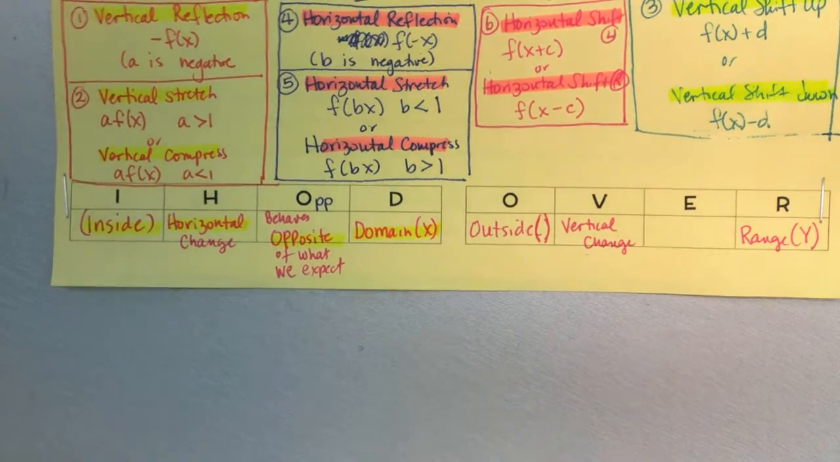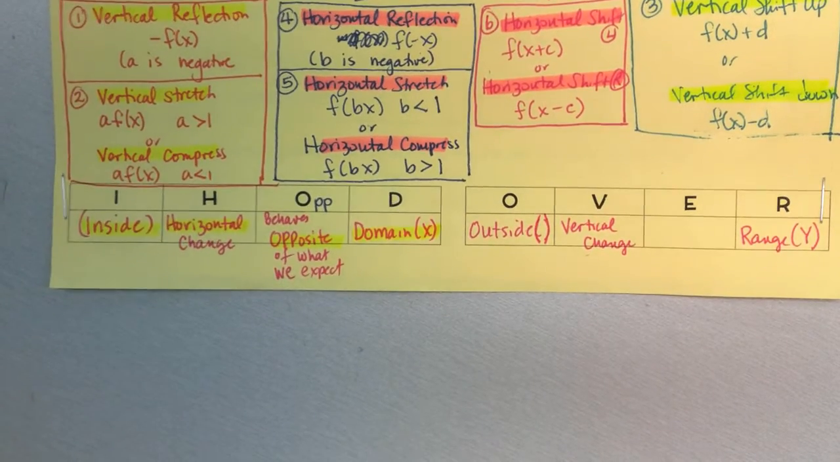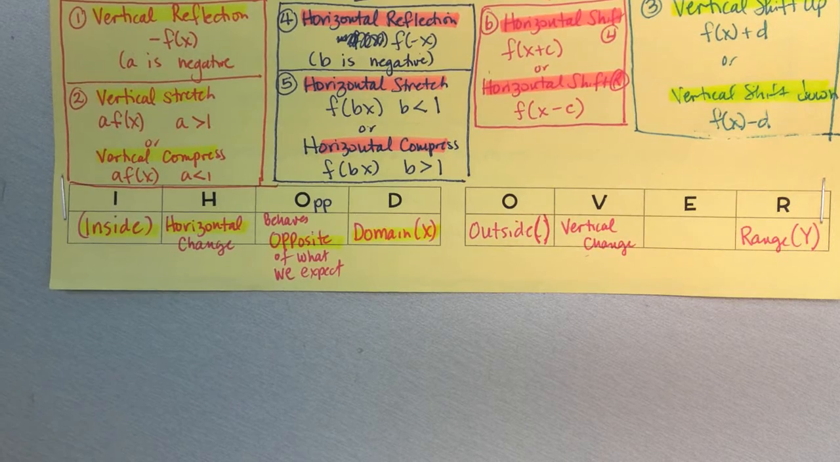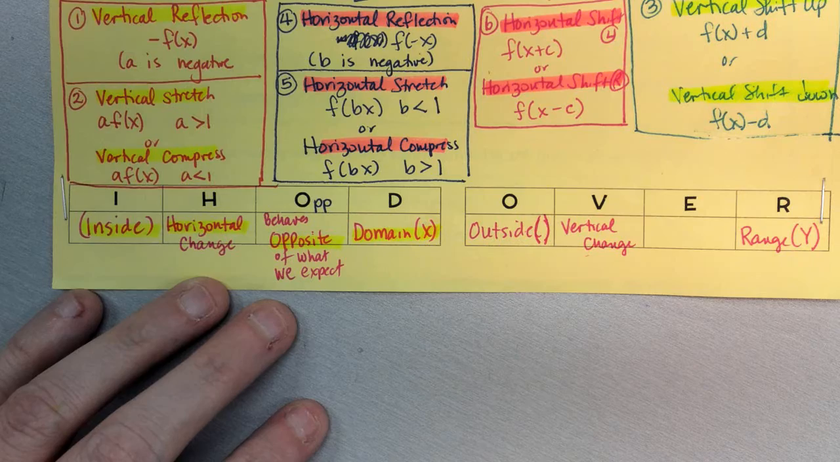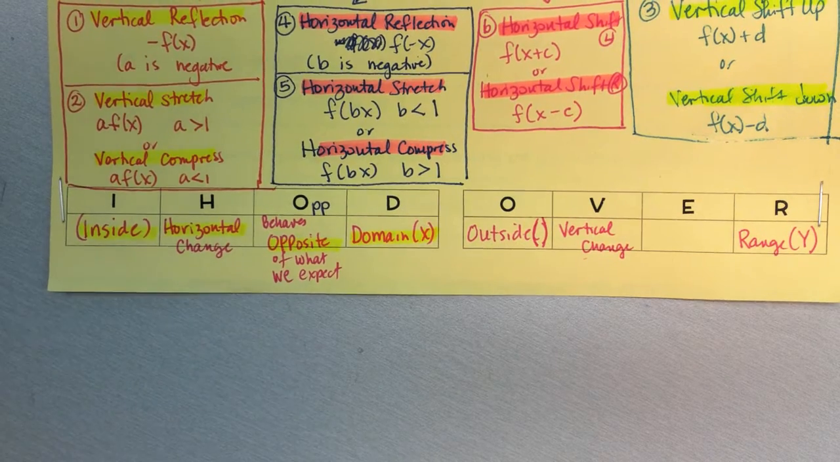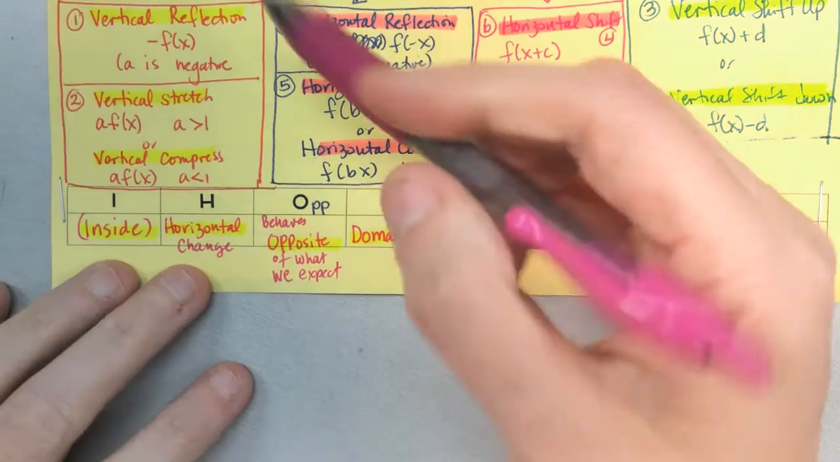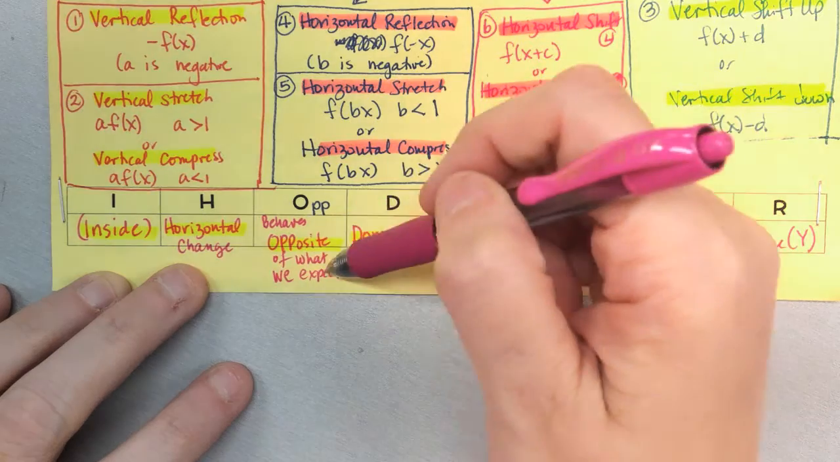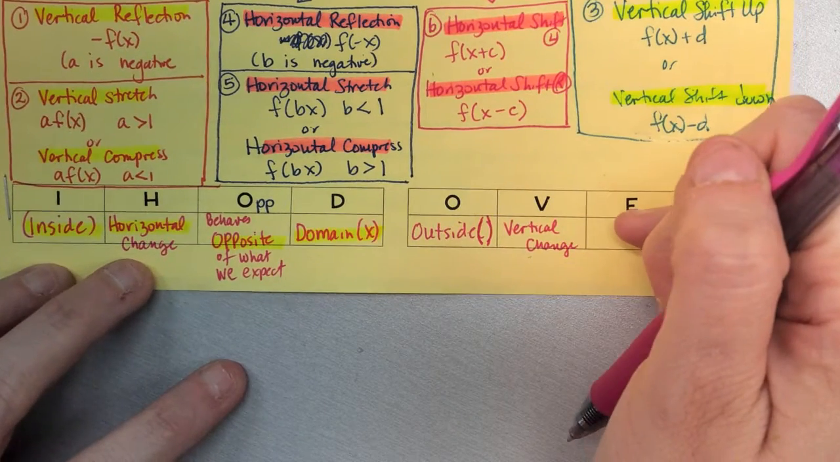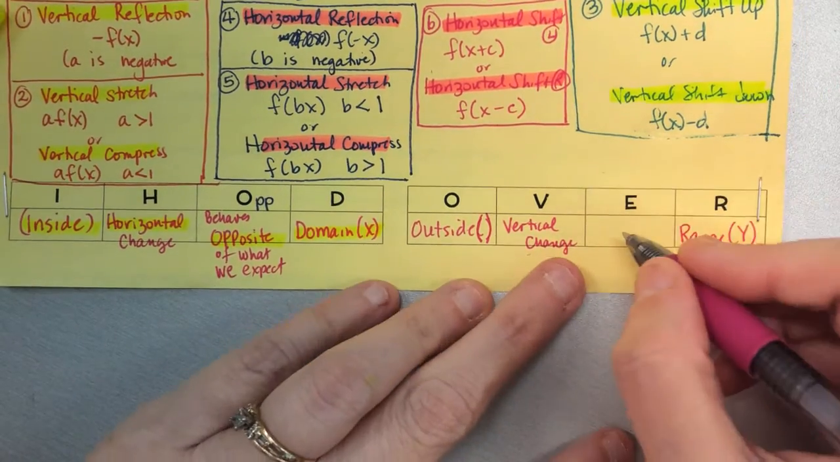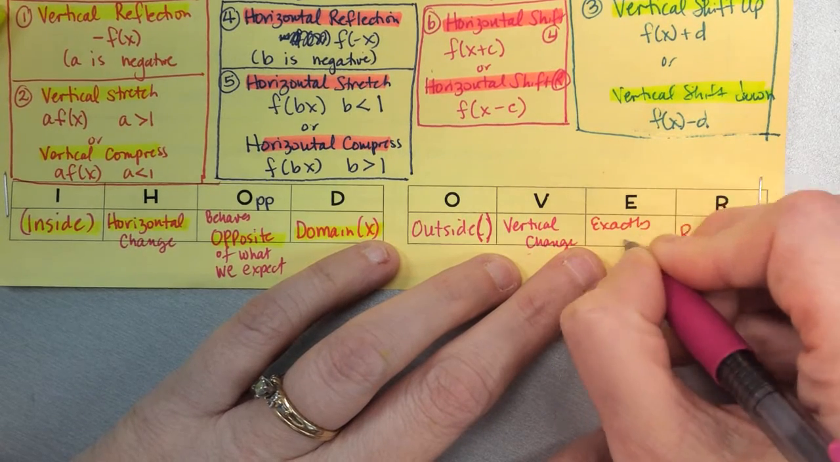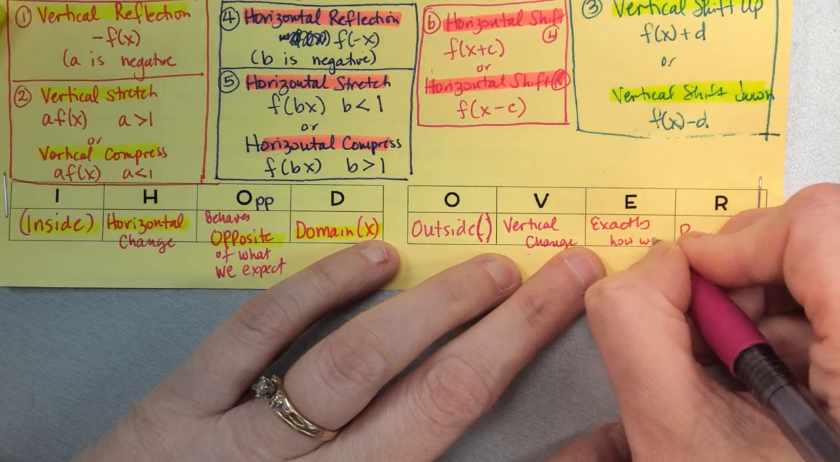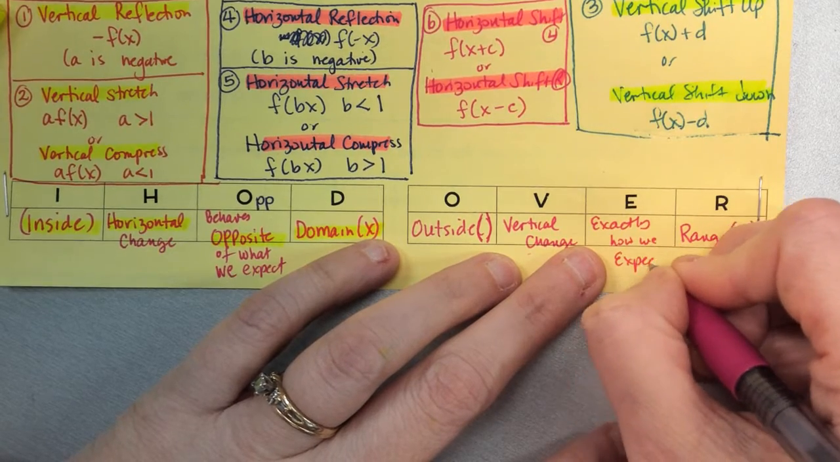Outside of the parentheses. See, I put the parentheses outside. Oh, the IHOD over. It says it behaves opposite of what we expect. Opposite. I said it like 6 times. I know what opposite is, but I couldn't understand. Behaves opposite of what we expect. And I guess the E is like expected. Yeah, and so the E means it behaves exactly how we expect.